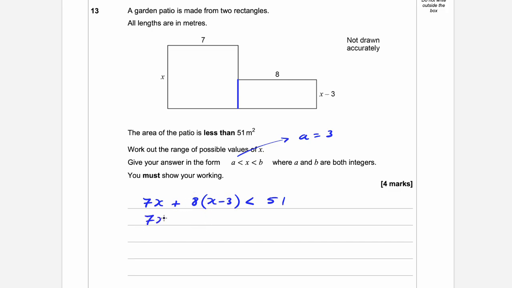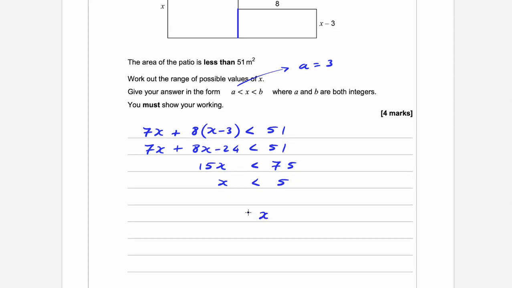And then to get b, we'll just solve this. So this is 7x plus 8x minus 24 is less than 51. 15x is less than this plus this, which is 75. And divide by 15, this has to be less than 5. So the final answer is x is greater than 3 and less than 5.